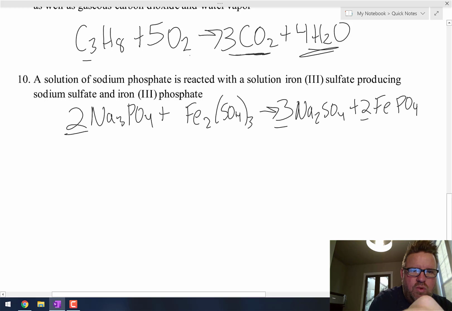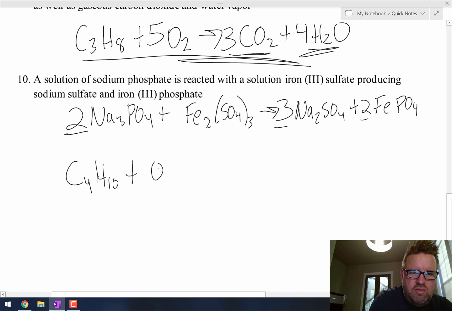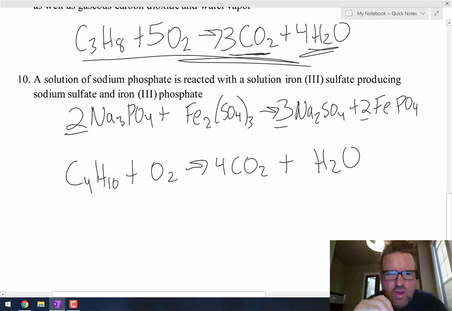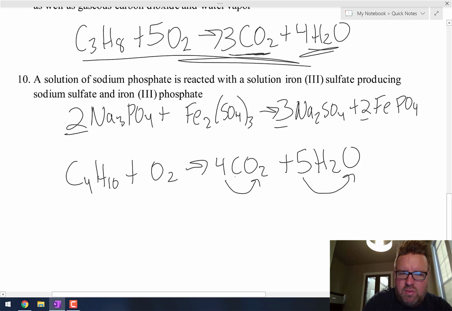Okay, let me do one more that's somewhat similar to this. C4H10 plus O2 making CO2 and H2O. So really, really similar, but we've got 4 carbons. Sorry, that CO2 is terrible. CO2. So 4 carbons. So I'm going to put a 4 right there. 10 hydrogens. Means I got to put a 5 right there. But then again, we've got this problem. 4 times 2 is 8, plus 5, that's 13 oxygen atoms.